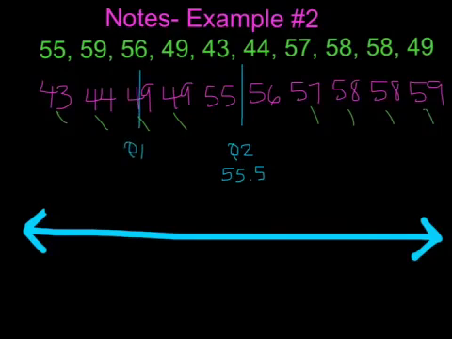Then I'm going to do that for the other half of the data. I've got 56 all the way to 59. Again, there's 5 numbers. So the center number in this one is the first number, 58. I'm going to draw a line on top of 58. I'm going to label it as Q3.